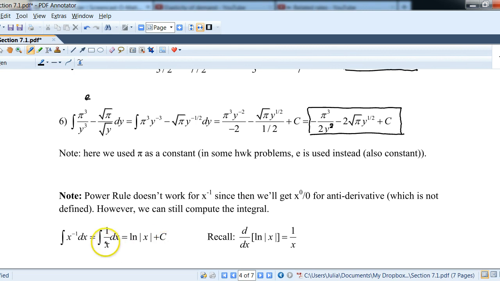So from now on, if you ever see a variable in denominator, if it's to the single power, you get the ln there. And that's it for this video. So I'll continue for the rest of the section with exponential functions in the next video.